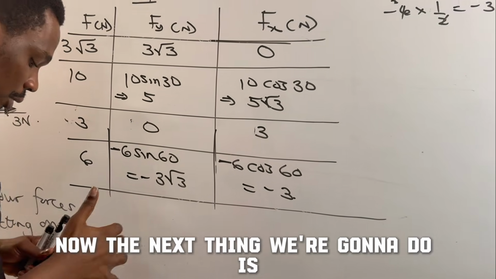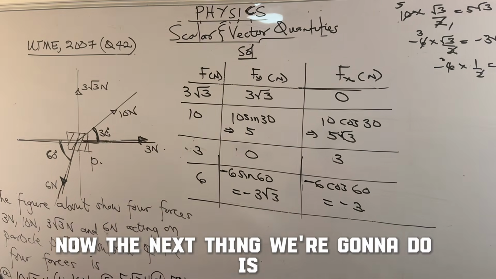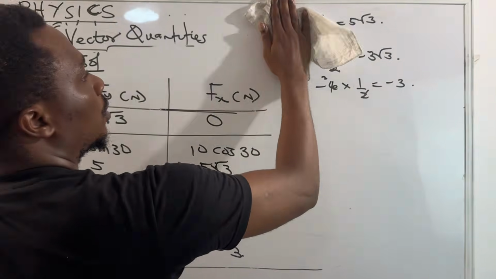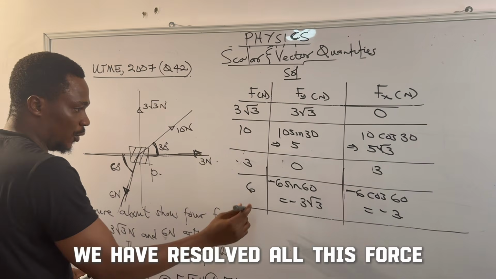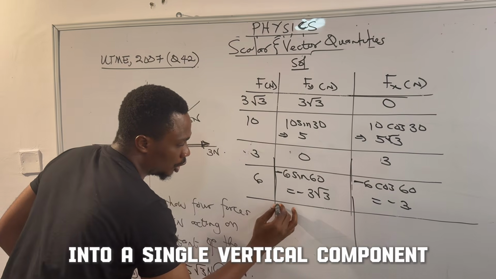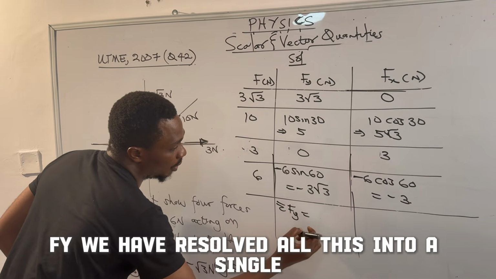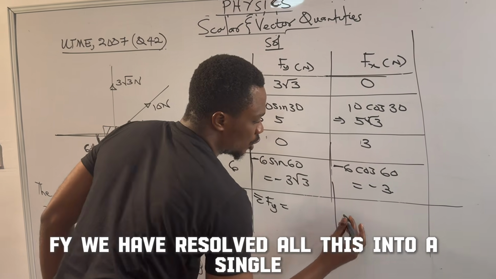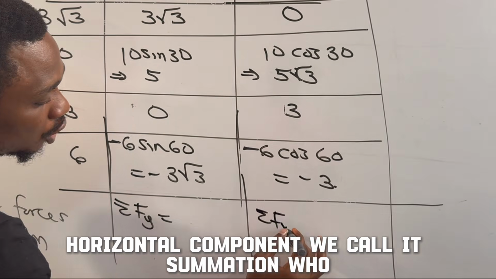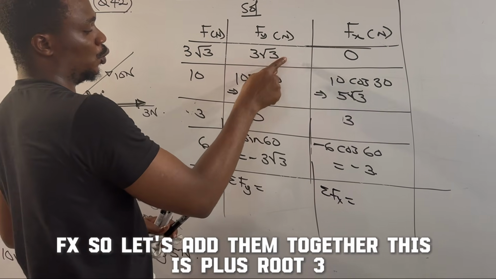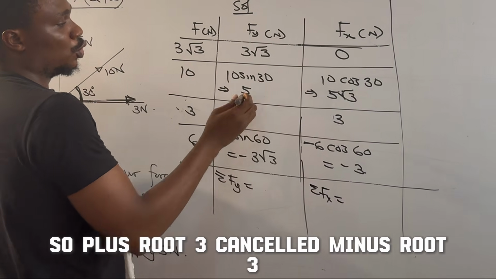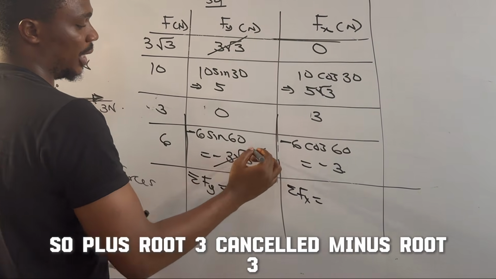So from here now, the next thing we're going to do is, remember, we have resolved all these forces into a single vertical component. We call it summation what? Fy. We have resolved all these into a single horizontal component. We call it summation who? Fx. So let's add them together. This is plus root 3. This is minus root 3. So plus root 3 cancels minus root 3.